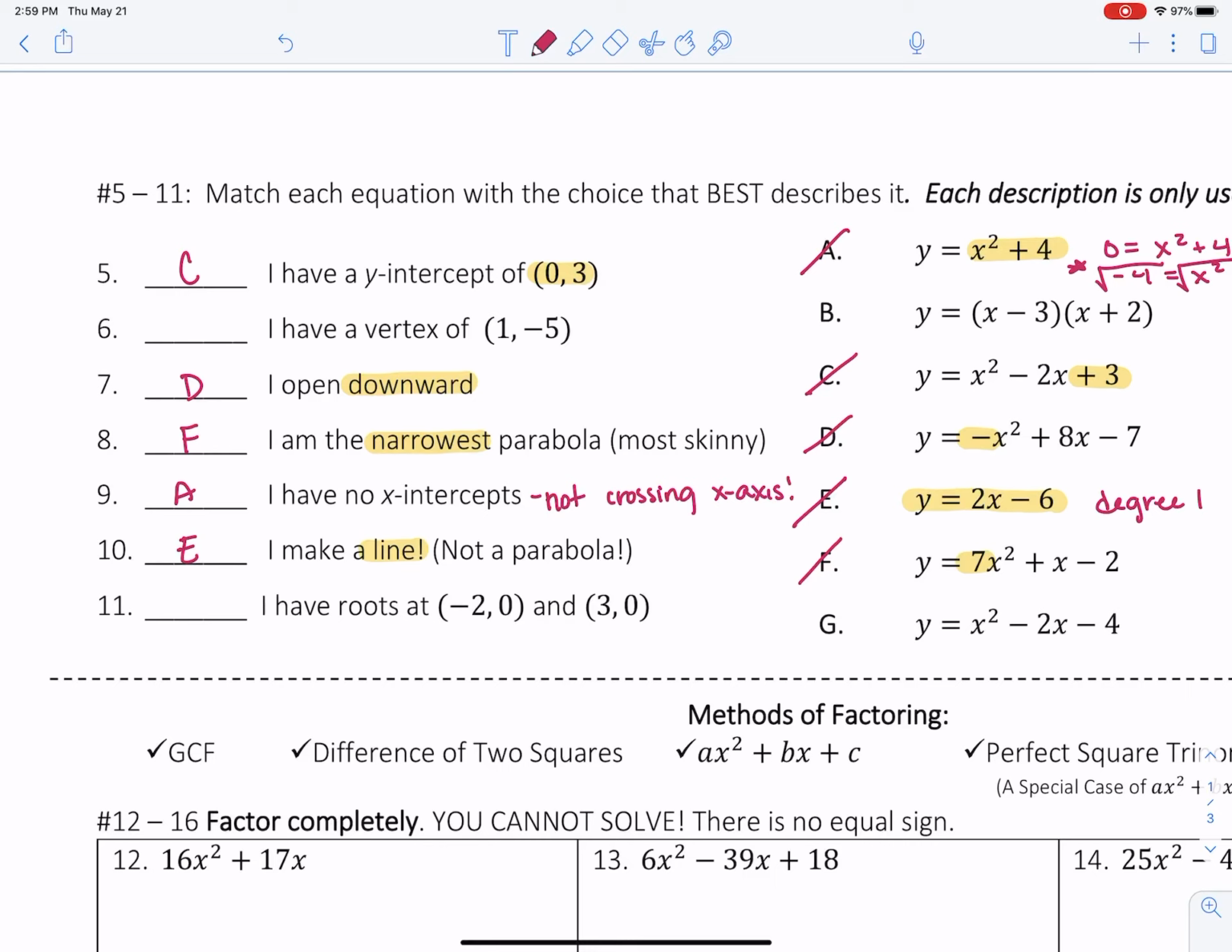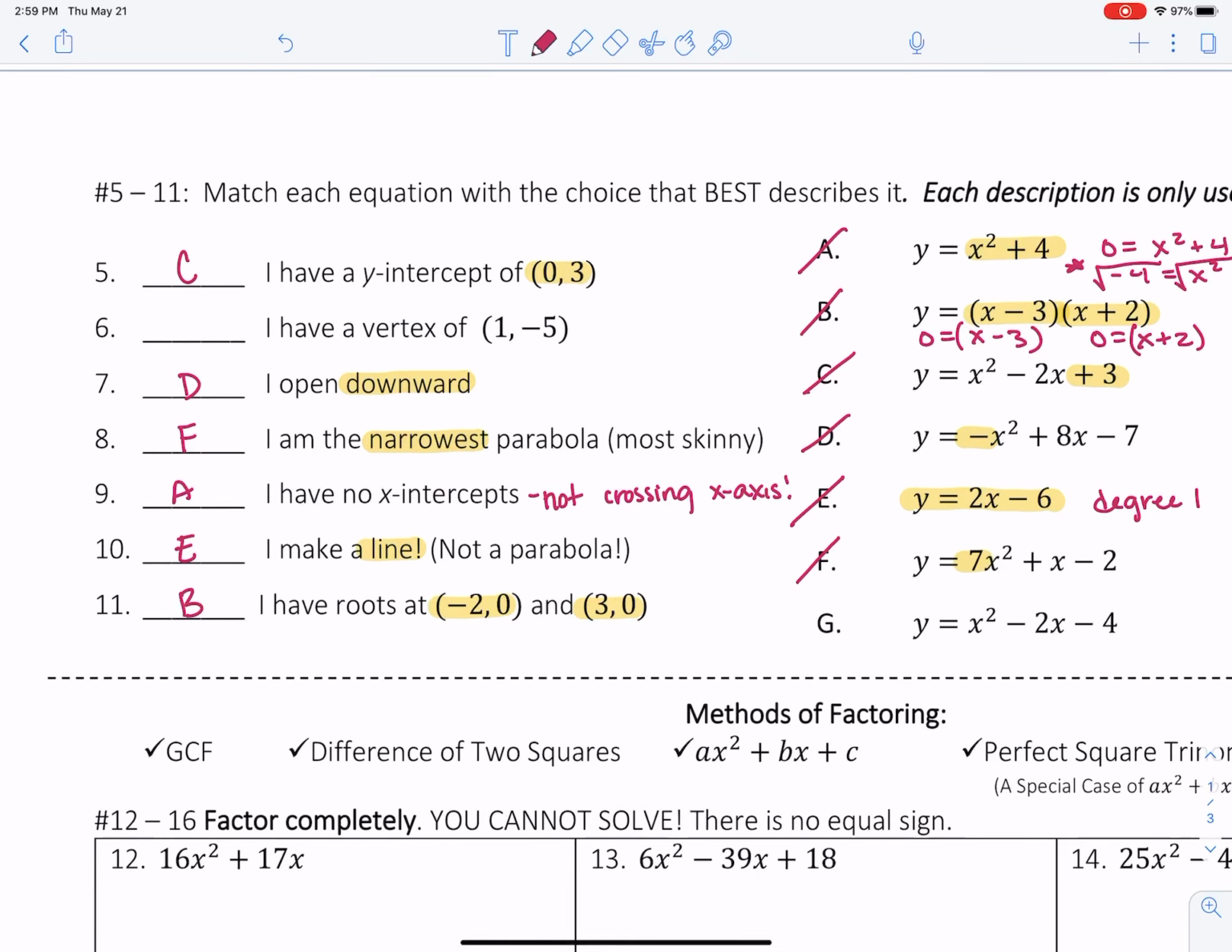Okay, we have roots at -2 and 3. This guy's in root form, B. And if we solved it, we would definitely get that 0 is x plus 2. We would get that -2 and 3. That leaves us with B.